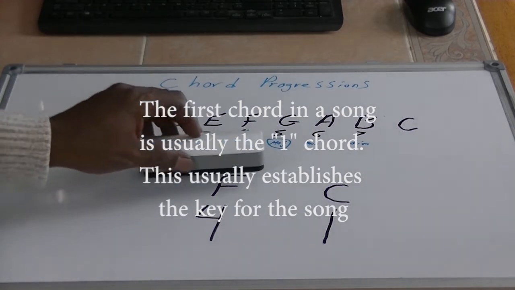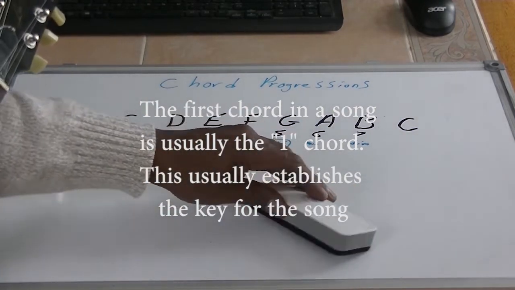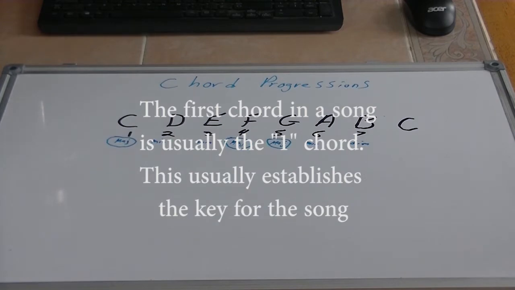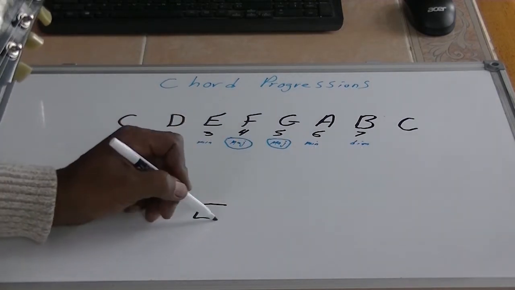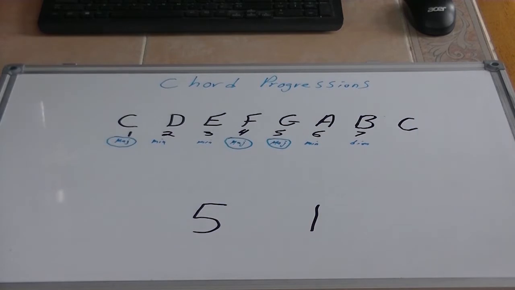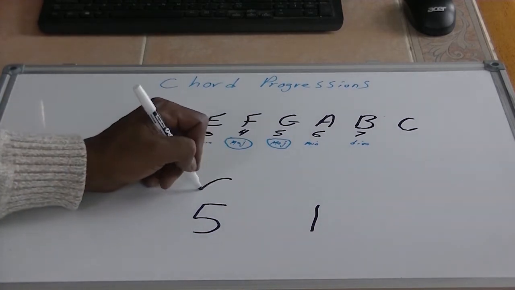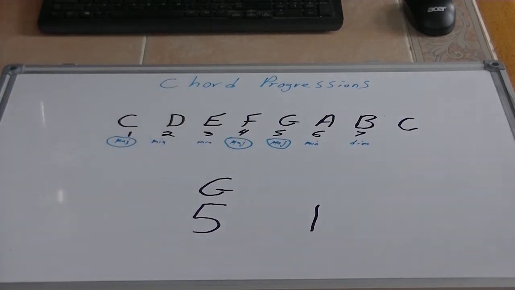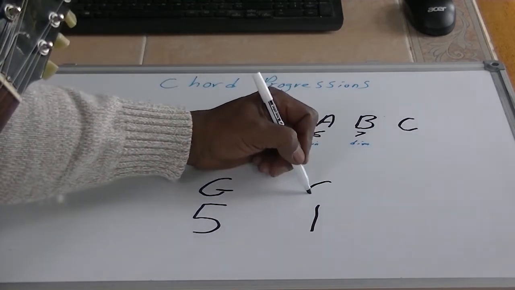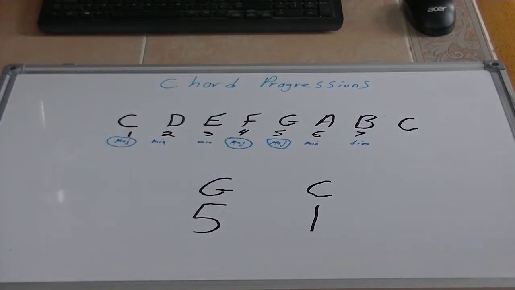There's another 2-chord progression I want us to look at, and that progression is the 5-1 chord progression. In the key of C major, which is what we're working with, the 5 chord is the G major chord, and the 1 chord is the C major chord. I just want you to give a listen to these 2 chords together. We start with the G chord, and then we finish with the C chord.